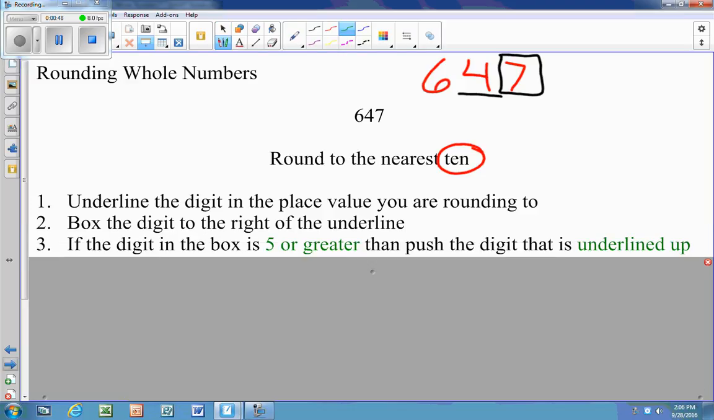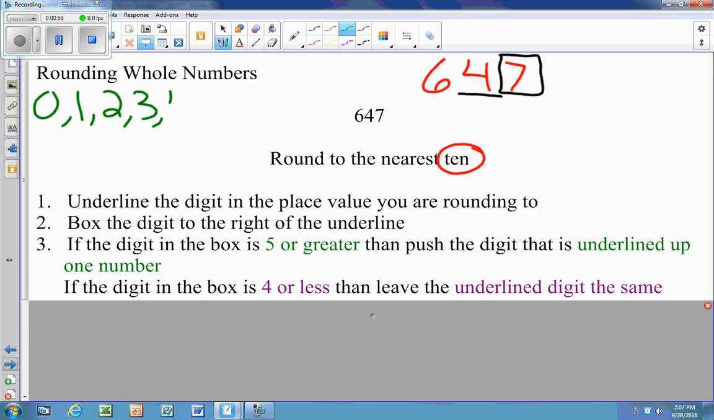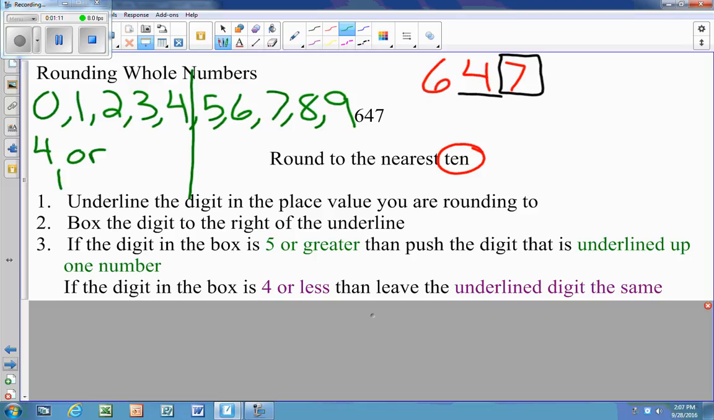Next thing I have to do is look at that number and see some information about it. To make this easy for some of you to understand, I'm going to list all of the digits that we have in our number system. If I take our digits and split them exactly in half, I have those that are 4 or less and those that are 5 or more.